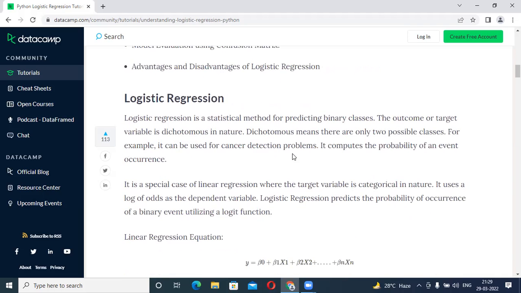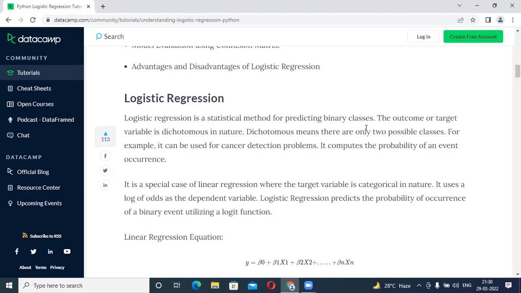Now, logistic regression is a statistical method for predicting the binary classes. The term regression itself is statistical analysis. Regression means estimation. Estimation of what? Estimation of the two variables. And obviously, regression is one of the statistical tools or methods for predicting the binary classes.